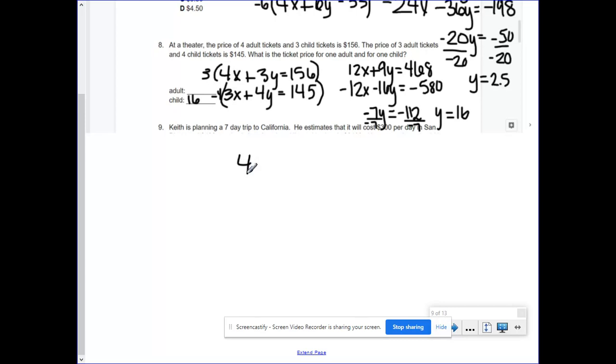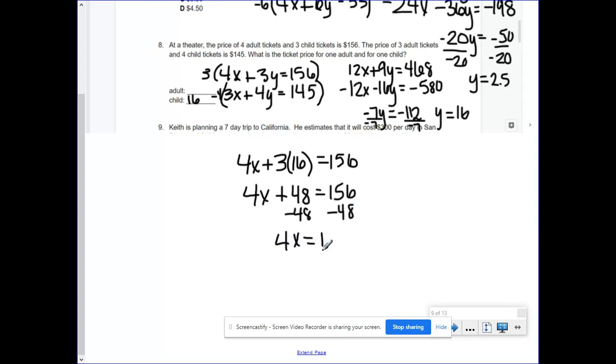Take one of your equations, plug in a 16 everywhere you have a y, and solve the equation. So 3 times 16, 48, and then you subtract that from 156. So this is just a two-step equation. I know I'm kind of speeding through that, but 156 minus 48 is 108. Divide by 4, and you end up with $27 for an adult ticket. So a child ticket is $16, an adult ticket is $27. However you chose to do that, it's fine as long as you got that answer.